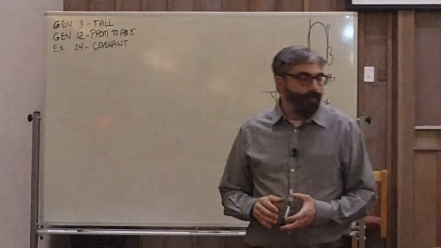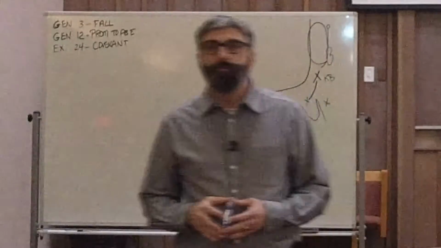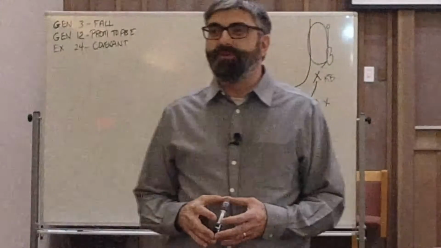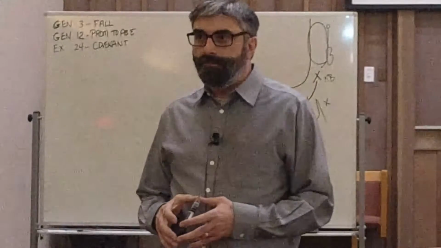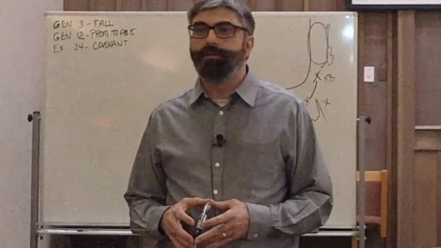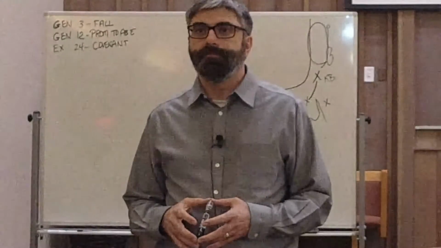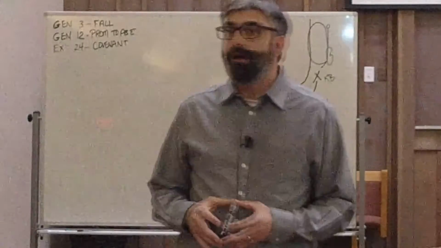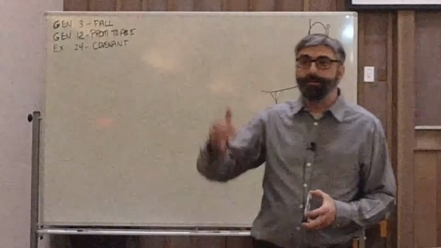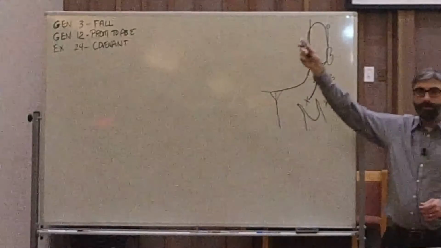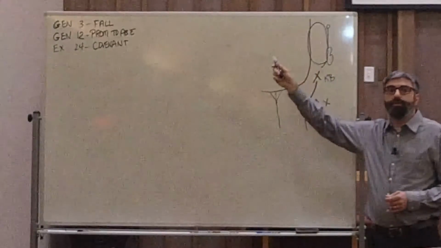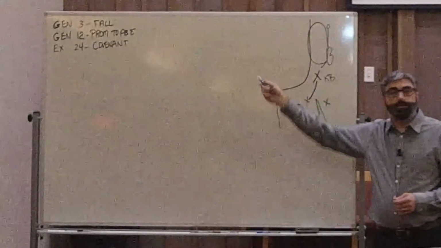We're in Numbers chapter 13 now. This is a familiar story, though. I think many of you probably remember this one. What does God have them do? Okay. All right. He has them send spies up into Canaan. How many? 12, one for each tribe.